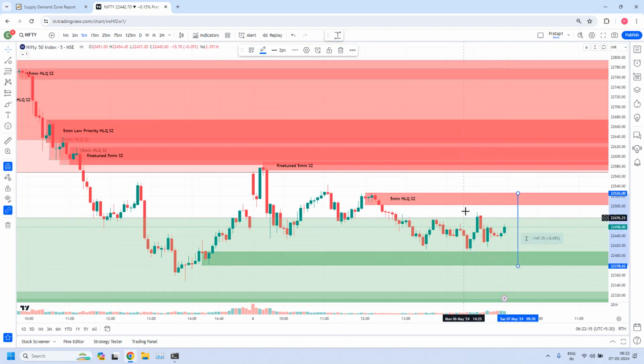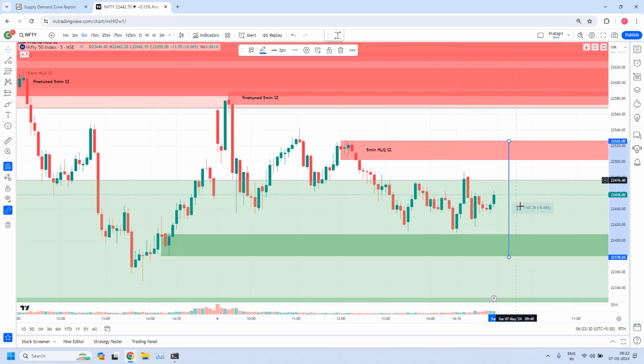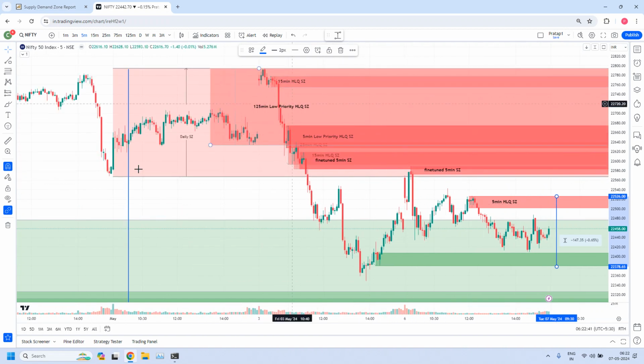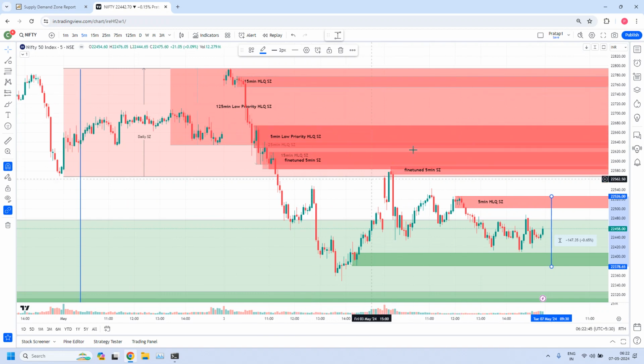Definitely one of these zones has to be violated, but this is a normal 15 minutes demand zone so far, and this is a high liquidity 5 minute zone. This is a 15 minute zone. This is a 5 minutes high liquidity supply zone. This could be the initial range for today's session, but if one of these levels is broken, suppose this high liquidity zone is broken, again from this fine-tuned 5 minute supply zone, because this entire area is a supply area. We have a fine daily supply zone there, 125, this is the entire supply zone.